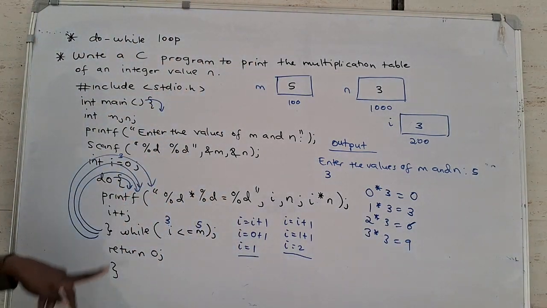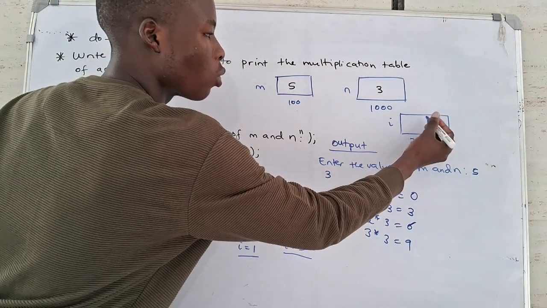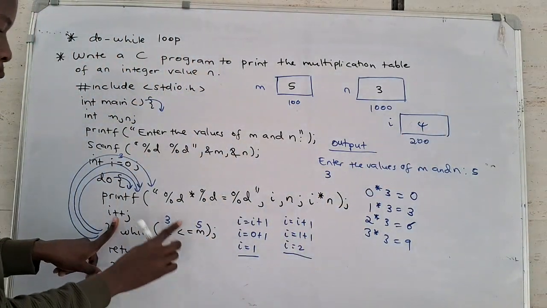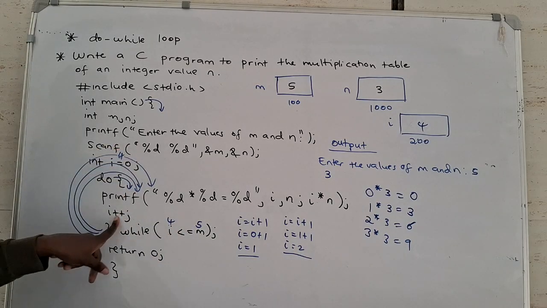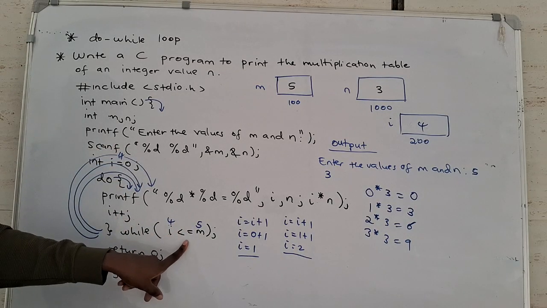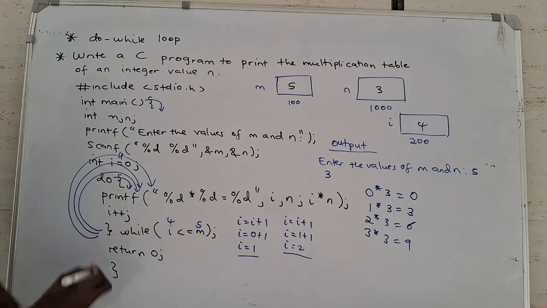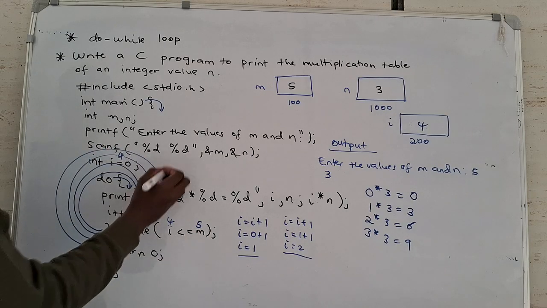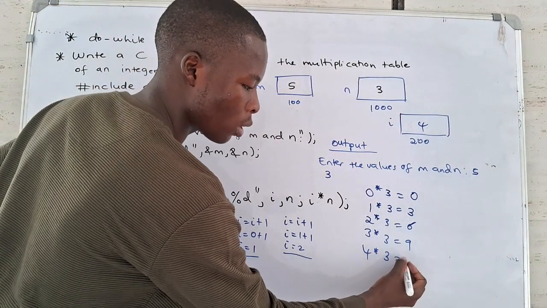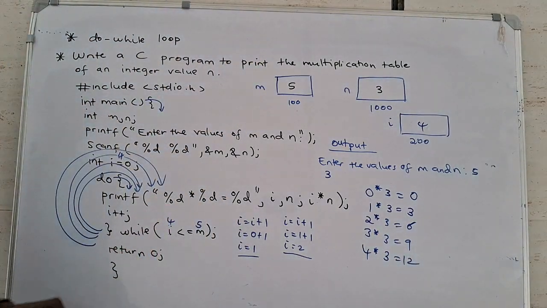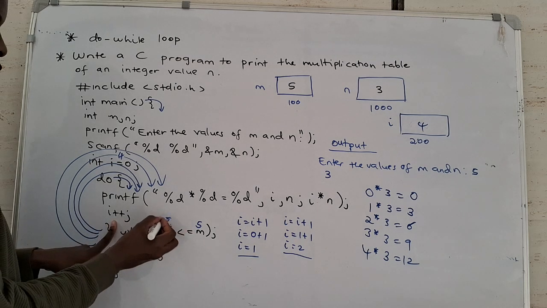This is over. The value of i is incremented from 3 to 4. Here I have 4, here I have 4, and this is 4. Let's check. 4 is less than or equal to 5. Yes, so it is going to enter again. It is going to print 4 into 3 is equal to 12. This is over. Now the i value is incremented from 4 to 5.